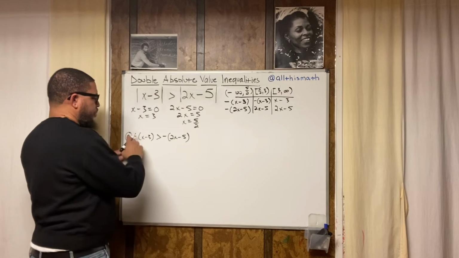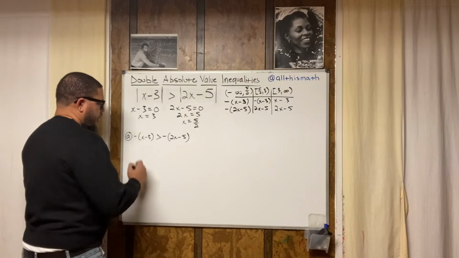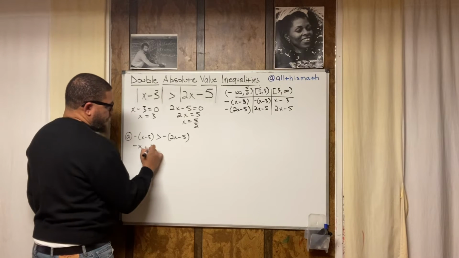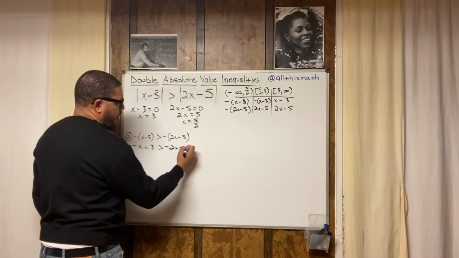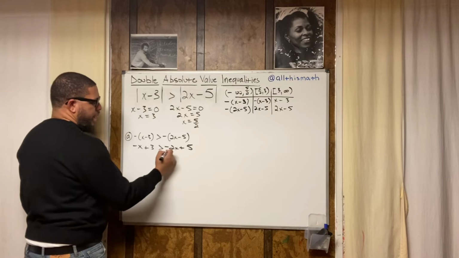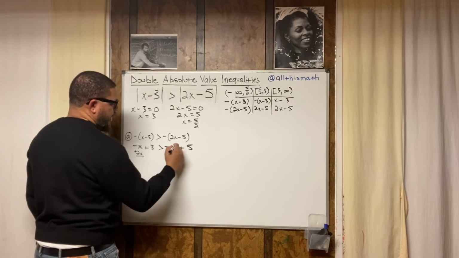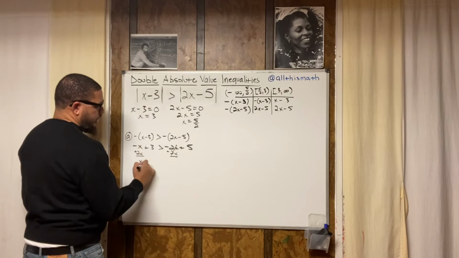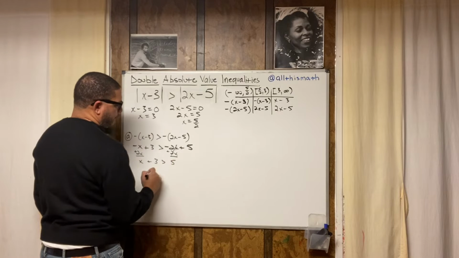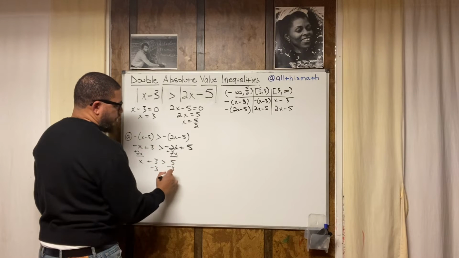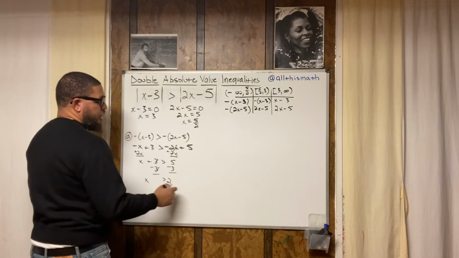What I'm going to do is distribute these negative ones. These negative signs are really negative ones. So I'm going to distribute them. So I got negative x plus 3 is greater than negative 2x plus 5. All right. Now I'm going to add 2x on both sides because I got too many x's. Negative x plus 2x is x. So I got x plus 3 is greater than 5. I'm going to subtract 3 on the left, subtract 3 on the right. I got x is greater than 2.